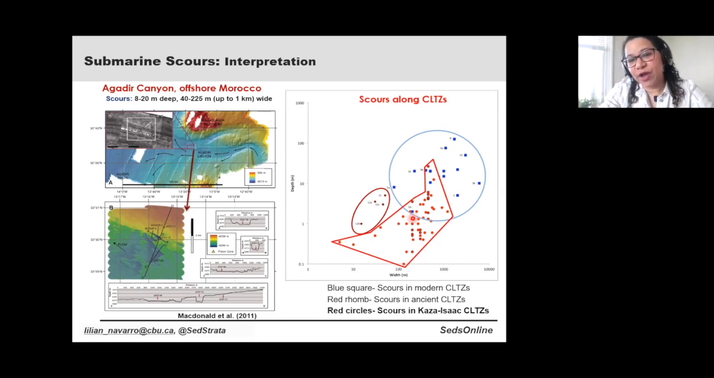Commonly, what is reported in the outcrops are smaller scours. They tend to be less than 10 meters deep, and just a few tens of meters wide. So I plotted all of the different dimensions of the scours that I recognized in the CASA as a transition, and I have a suite of different dimensions. It fits what has been recognized in the outcrop, but some of these scours can also be comparable to the ones that have been recognized in modern systems.